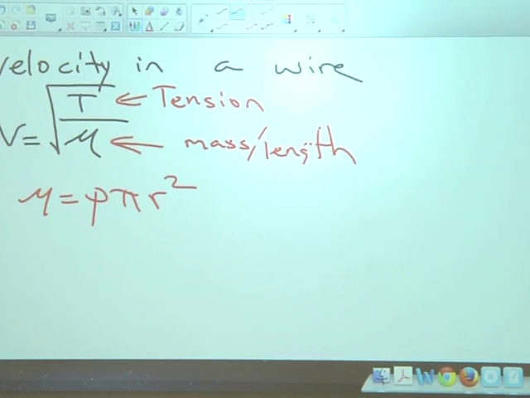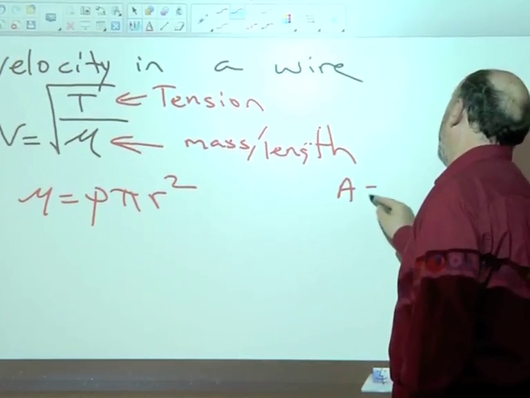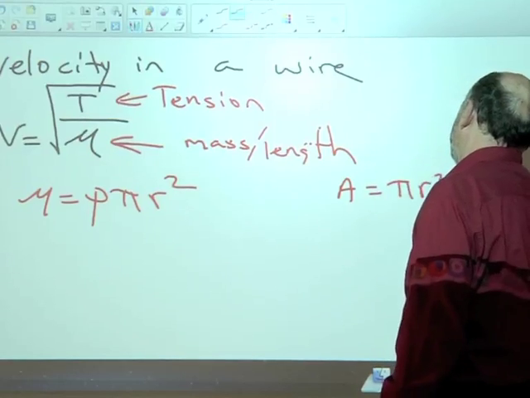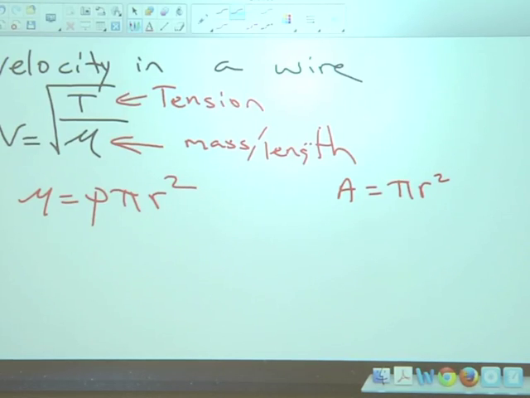What is the shape of a guitar string? You look at the cross-sectional area, what is it? It's a circle, right? And what is the formula for the area of a circle? Pi r squared. So area of a circle is pi r squared, and that's basically why you have that in there. So rho is the density.